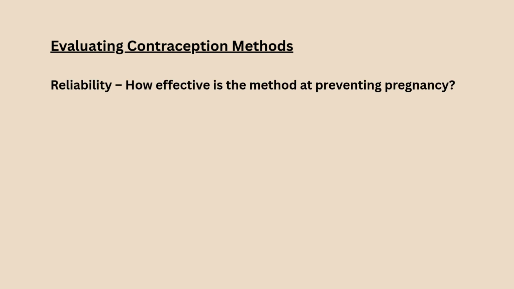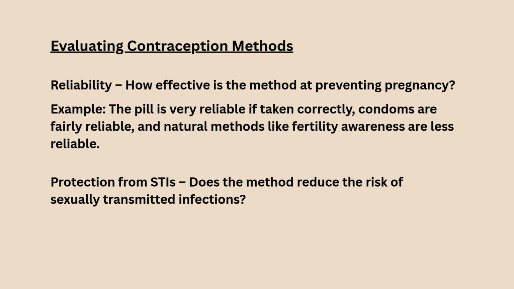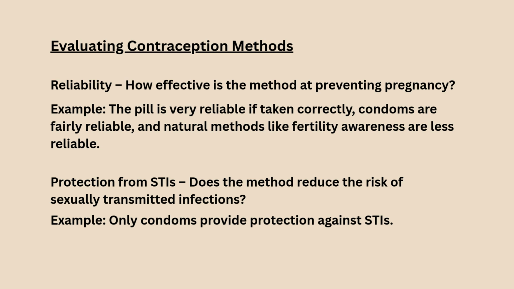Evaluating contraception methods. Reliability. How effective is the method of preventing pregnancy? For example, the pill is very reliable if taken correctly. Condoms are fairly reliable, and natural methods like fertility awareness are less reliable. Protection from STIs. Does the method reduce the risk of sexually transmitted infections? Only condoms provide protection against STIs.